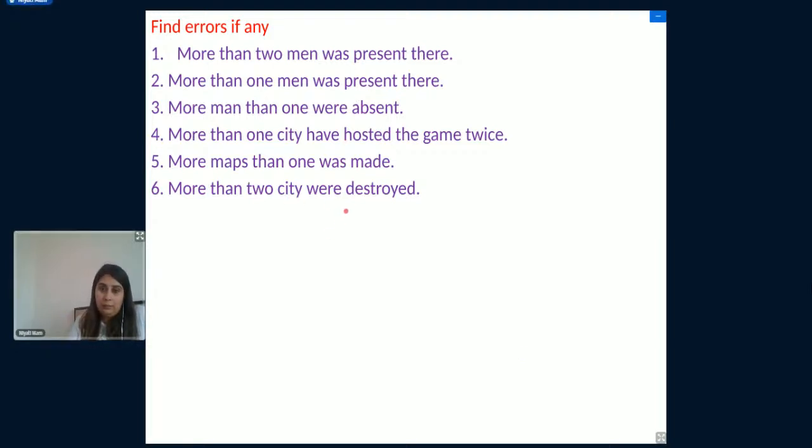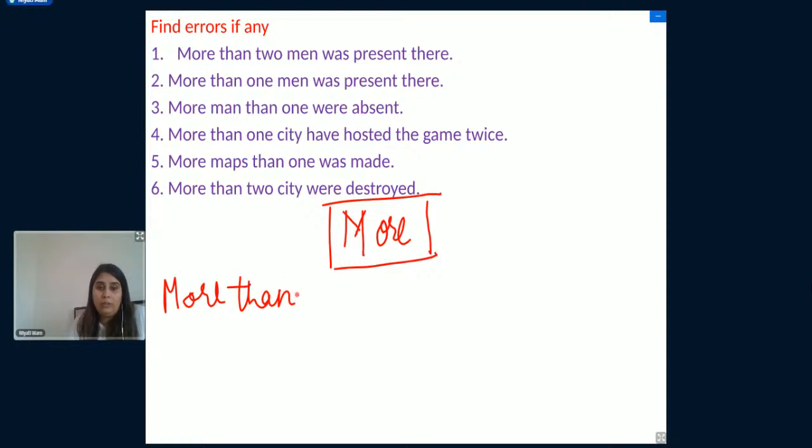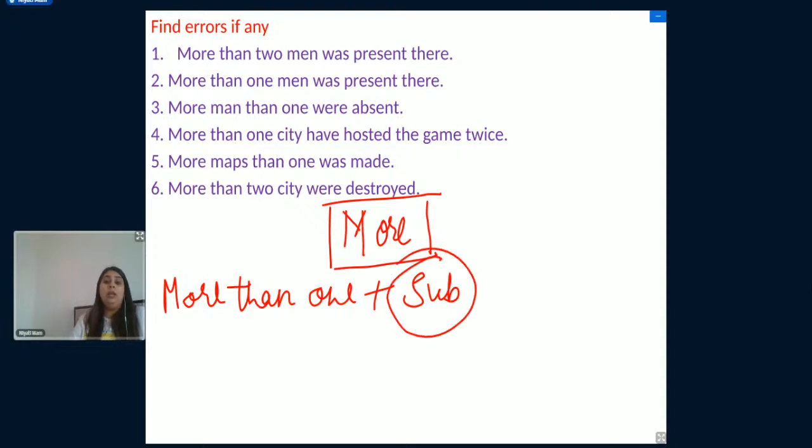Now, in this point, we are basically discussing more. See, if your sentence starts with more than one, then you tell me first, what do you think? If your subject follows the phrase more than one, then what do you think? Your subject should be singular or your subject should be plural? Just tell me. What according to you, should your subject be singular or should your subject be plural?